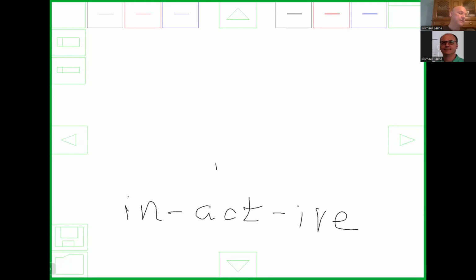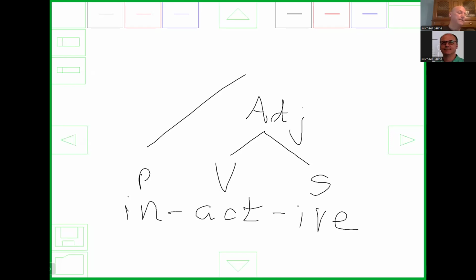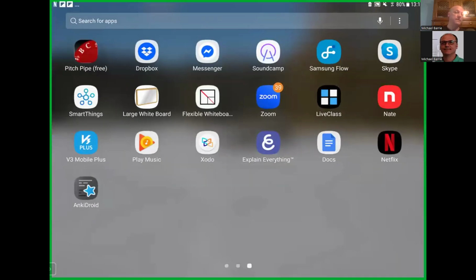So of course, act is a verb, okay? And in doesn't really attach to verbs, but it does attach to adjectives. So we can attach this suffix to this verb and we get an adjective, active. And then we can attach this prefix and get inactive, like this.